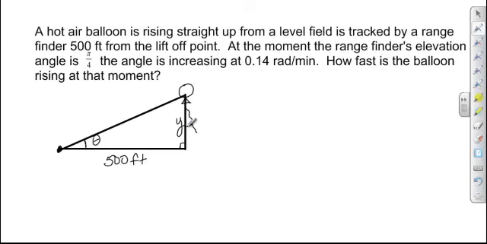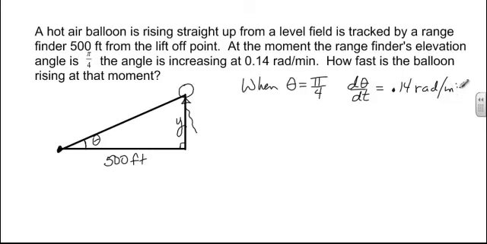So let's see. When theta is pi over 4 radians, the rate of change of theta is 0.14 radians per minute. And then our question, how fast is the balloon rising? So that's a question about what is the rate of change of y.